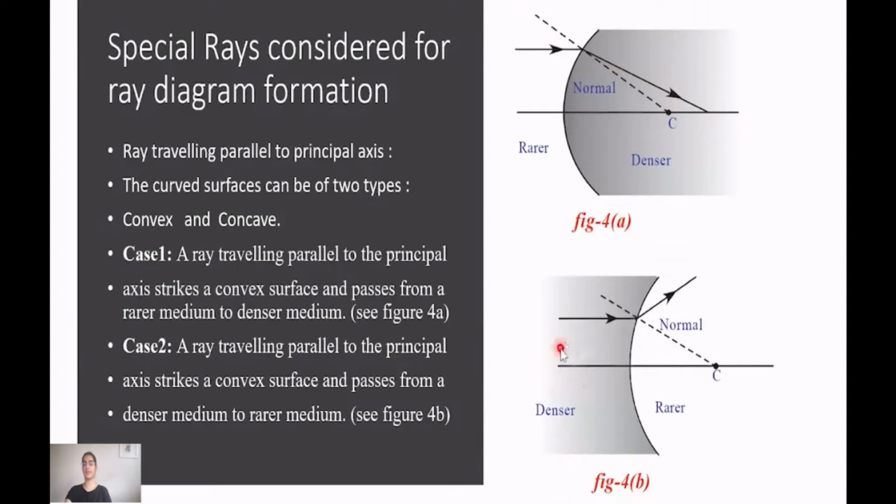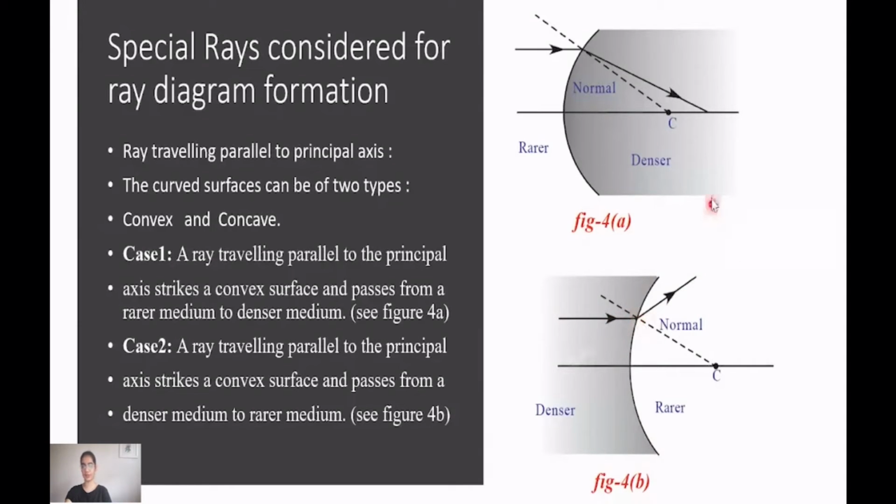Now the ray is traveling from a denser medium to a rarer medium. Since the ray is traveling from a denser medium to a rarer medium, light has to bend away from the normal. You draw the normal. Now you have the light ray which is parallel to the principal axis, and it is striking your convex surface. It is from a denser medium to a rarer medium. So now this is your convex surface, right? This is the ray which is traveling parallel to the principal axis. Now it is going to bend away from the normal.